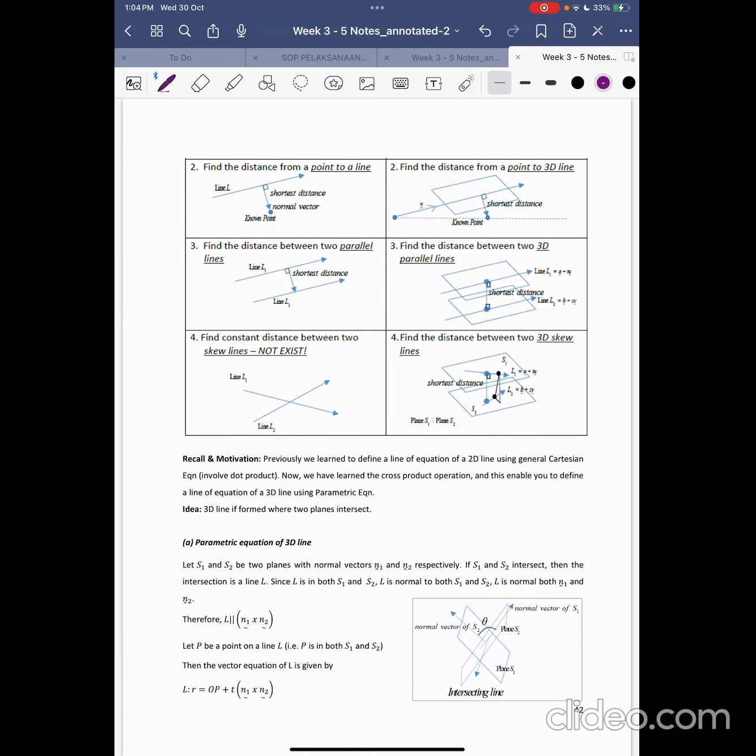And then we can also find the shortest distance from point to line. Same thing, we can find the distance between a point to the plane, and the distance between two parallel planes here. Okay, and find the distance between two skew lines that exist, meaning that skew lines are where the two planes are parallel with each other, but the lines are not parallel to each other. Two planes parallel, and then the two lines are not parallel.